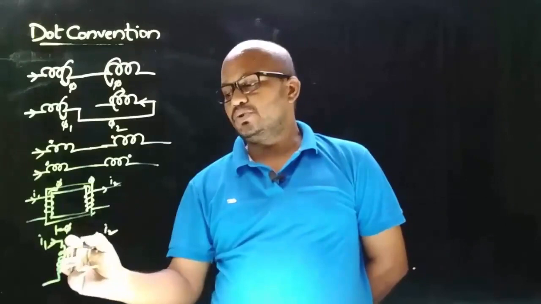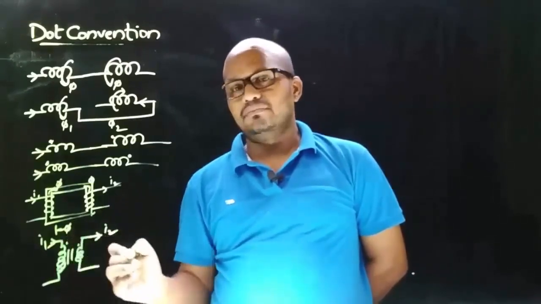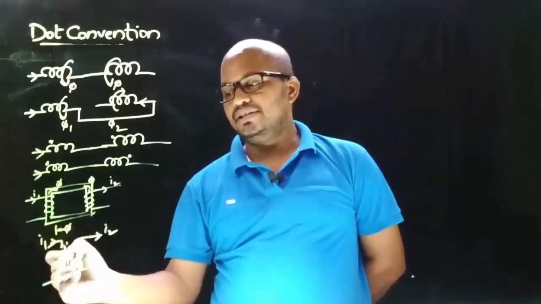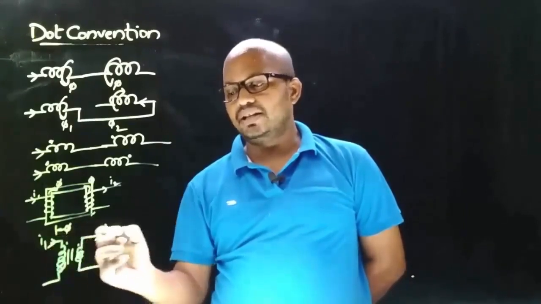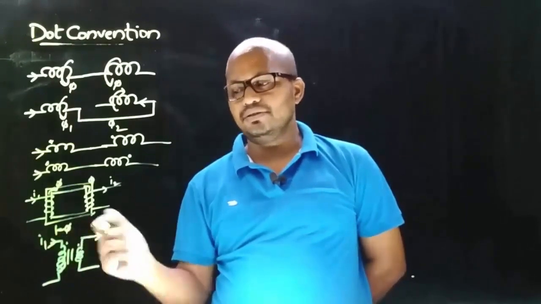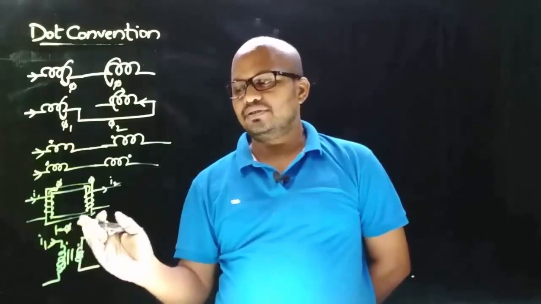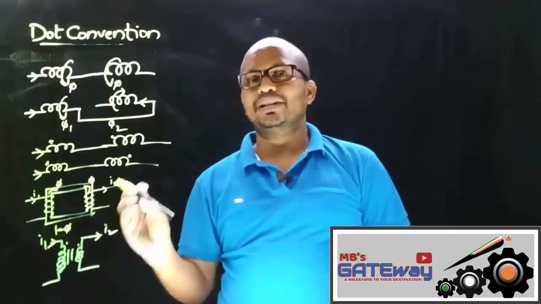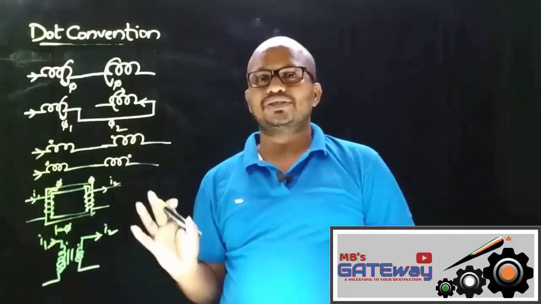polarity. If suppose dots are given like this, then simply observe that current is entering on the dot end of this coil and current is leaving on the dot end of this coil, which means the mutual induced EMF is of negative polarity. So with this example you can clearly understand the importance of dot convention.